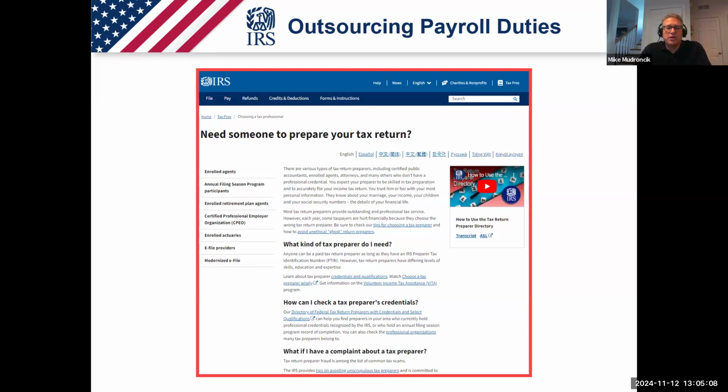The Internal Revenue Service has what was called an enrolled agent designation, and these individuals have passed a test given by the IRS. They are experts in federal tax law. There's also something called an annual filing season test, and those individuals pass a test on an annual basis given by the IRS.